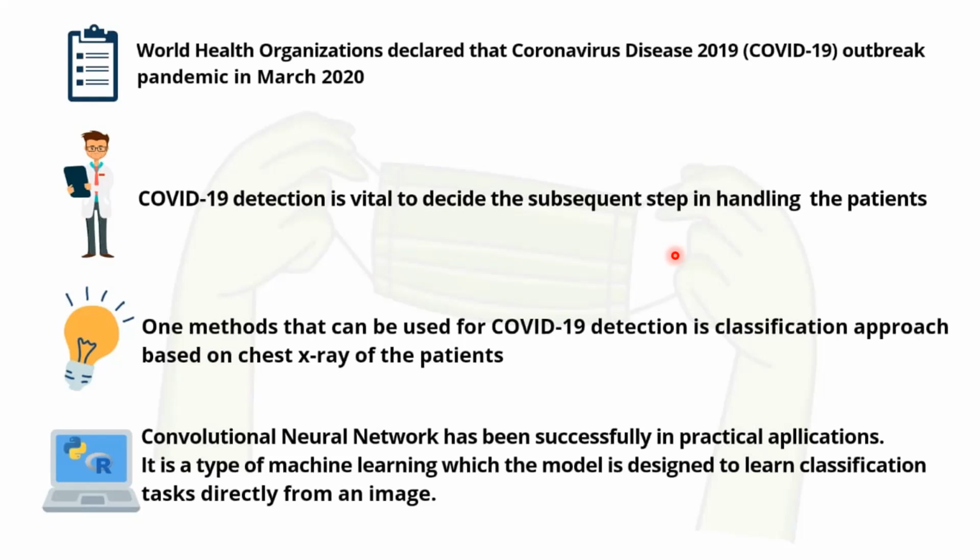It is a type of machine learning in which the model is designed to learn classification tasks directly from an image. It recognizes patterns directly from image pixels. These patterns are used to classify images and to eliminate the need for manual feature extraction as in any other neural network.